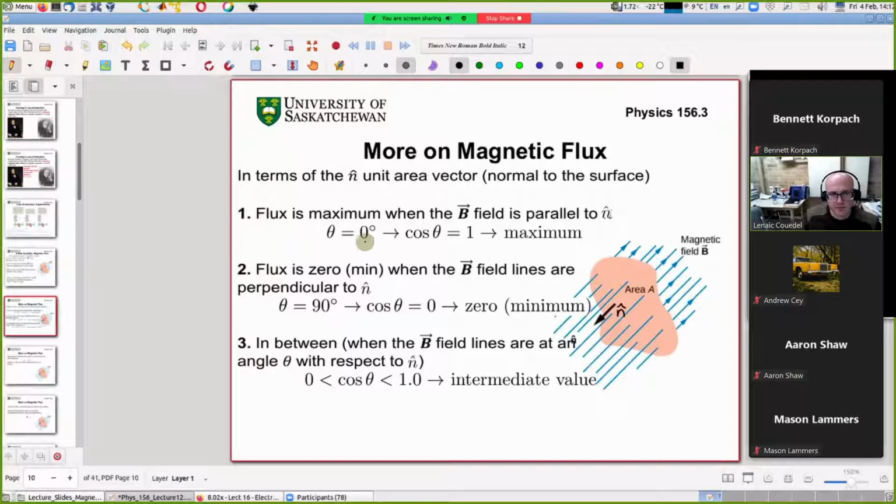If they are parallel, then in the dot product, the cosine of 0 is 1. If they're perpendicular, then the dot product is equal to 0 because the cosine of theta is equal to 0.